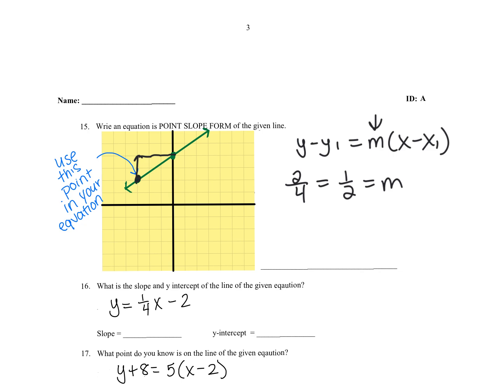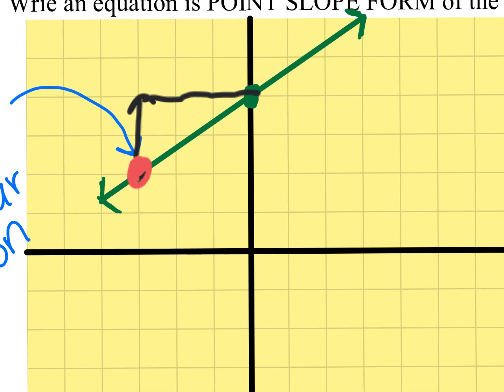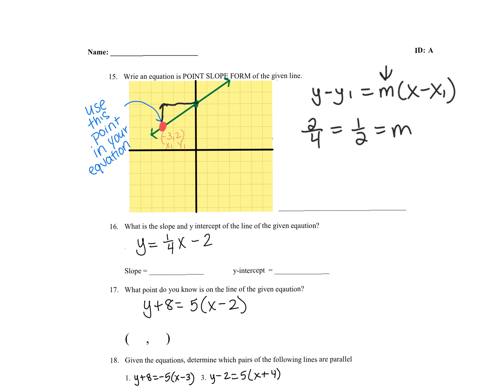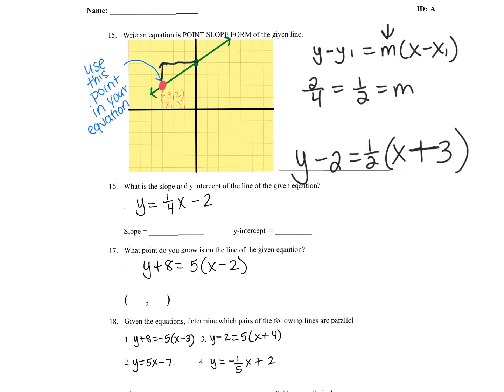What point did it tell us to use? What is this ordered pair right here that it's telling us to use? It's right here. What is that point? -3, 2 is this ordered pair right there. So if -3 is the x, that's my x1. Positive 2 is the y, that's the y1. So my equation is going to be y minus 2 equals m, which is 1/2, times x minus -3, which makes this a plus. Yes.